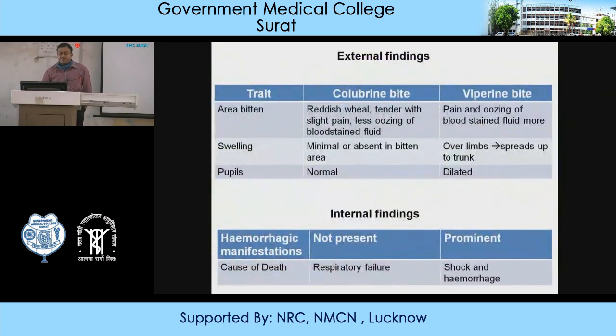External findings: in colubrine bite, the area will be tender. Elapid bite: area ill-defined, tender, slight pain, less oozing of blood-stained fluid. While in viperine bite, pain and continued oozing of blood. Swelling minimal or absent in the bitten area, while in viperine bite it spreads over the limb up to the trunk. Pupils normal, while in viperine bite dilated. Internal findings, hemorrhagic manifestation: not present in elapid bite, while in viperine bite present. Cause of death is respiratory failure in elapid bite, while in viperine bite shock and hemorrhage.